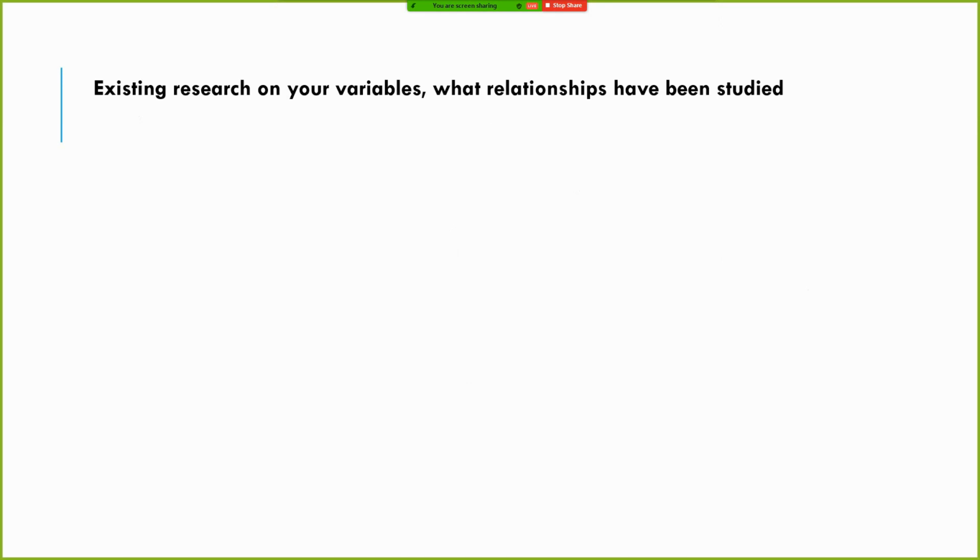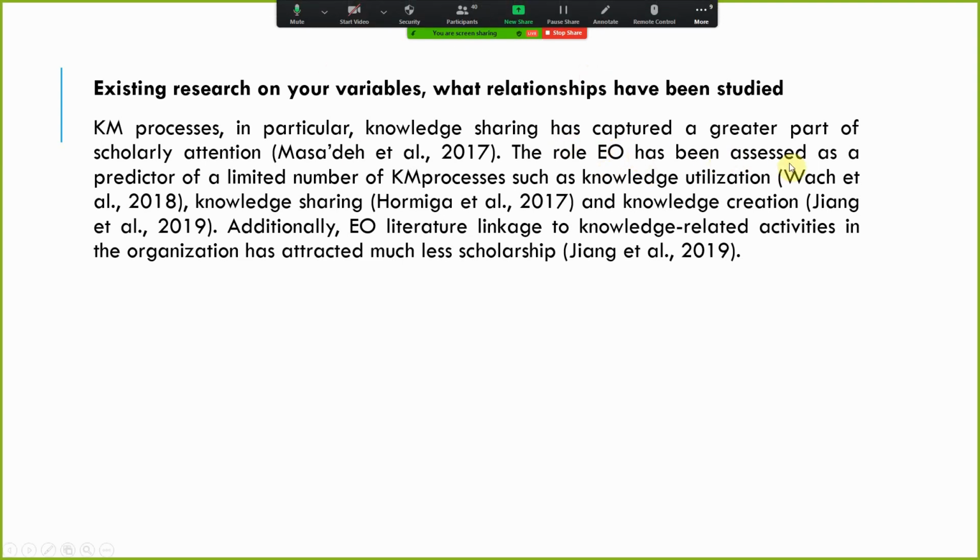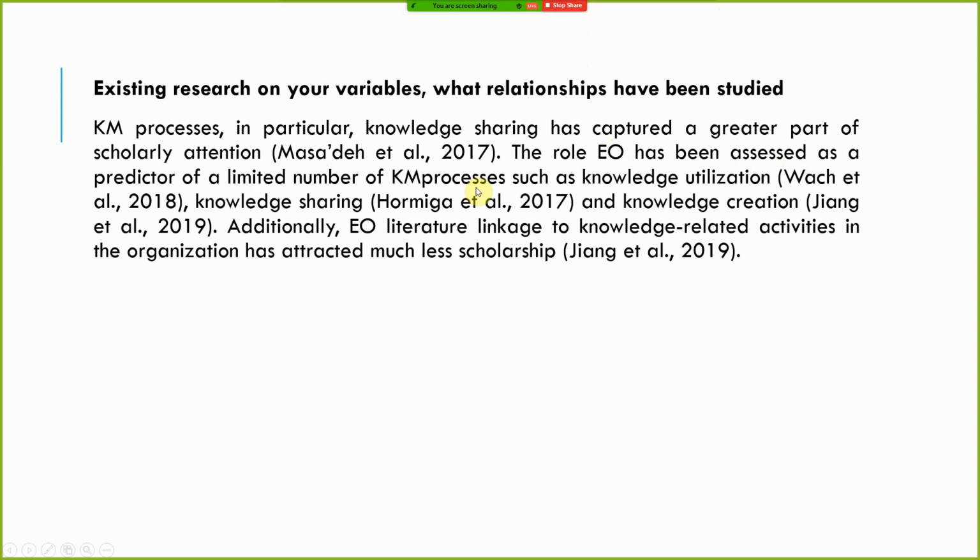The next is, obviously, what existing research is available. For instance, this is an example. KM processes, in particular knowledge sharing, has captured a greater part of scholarly attention. So one process has been the focus of researchers, while the role of entrepreneurial orientation has been assessed as a predictor of a limited number of KM processes. So this is another example. So this is how you write about existing research on the variables.